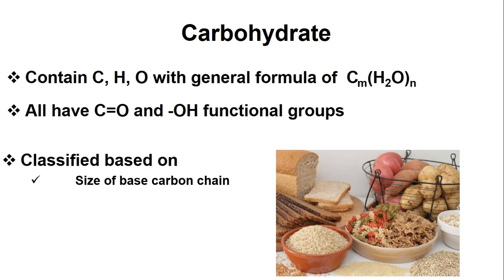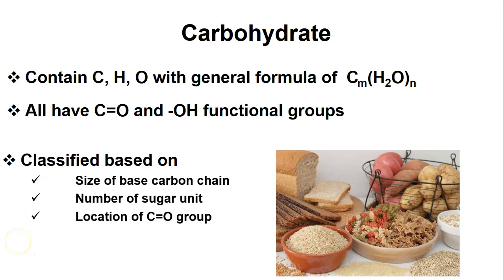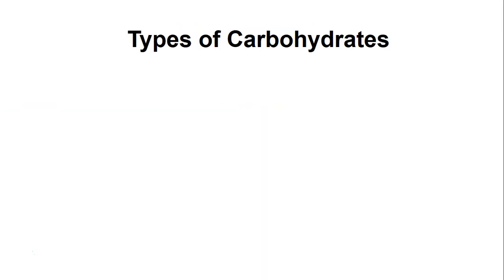So if you've got a longer carbon chain or a shorter carbon chain, they can also be classified based on the number of sugars in the sugar unit. So let's say if you've got only one sugar unit versus if you've got 15 sugar units, each one of those will be classified separately and they will also have different names. And then they are classified according to the positioning of the C double bond O group. And of course, last but not least, they are classified according to their stereochemistry. So let's look a little bit at the different types of carbohydrates.